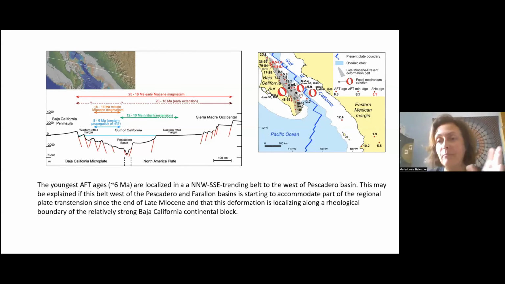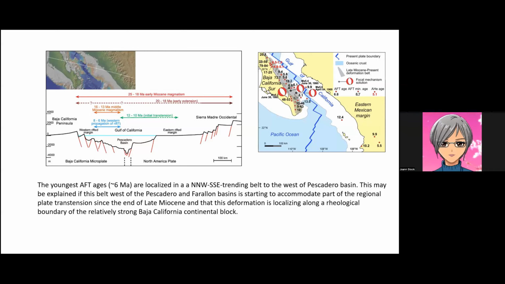Okay, these are plutonic rocks, early Miocene and middle Miocene plutonic rocks. They have been studied, so they are not belonging to the oceanic crust. Okay, so maybe it's just not quite in the right spot. Okay, thank you.